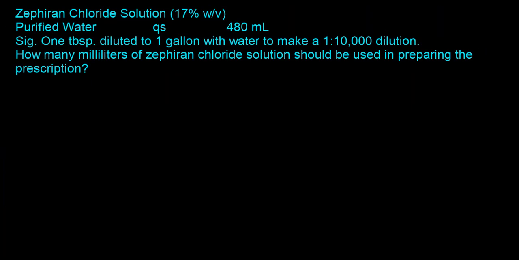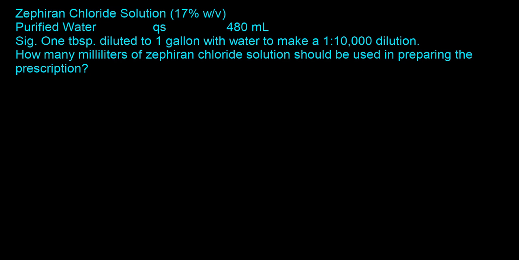Let's take a look at another question. Here you have a prescription which says you have zephyran chloride solution 17% weight by volume, and you're going to add sufficient purified water to make 480 milliliters. Now you're instructed to take 1 tablespoon, dilute to 1 gallon with water to make a 1:10,000 dilution. And the question is actually saying how many milliliters of zephyran chloride solution should be used in preparing the prescription.